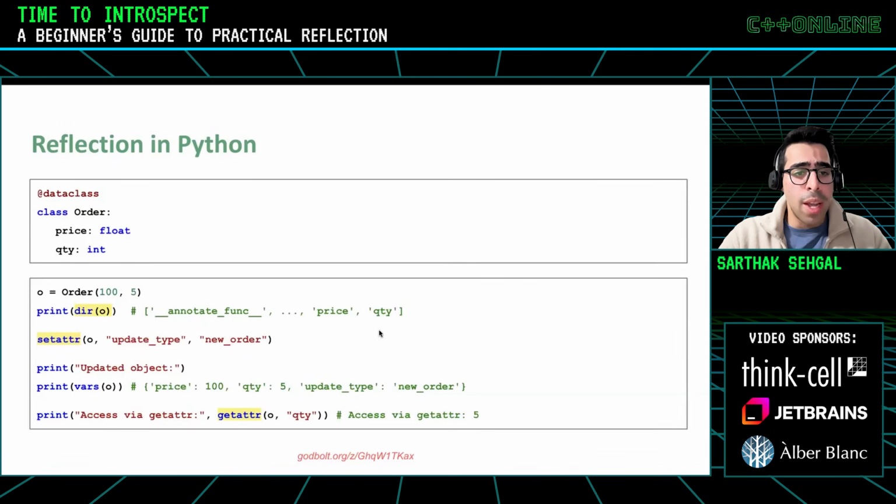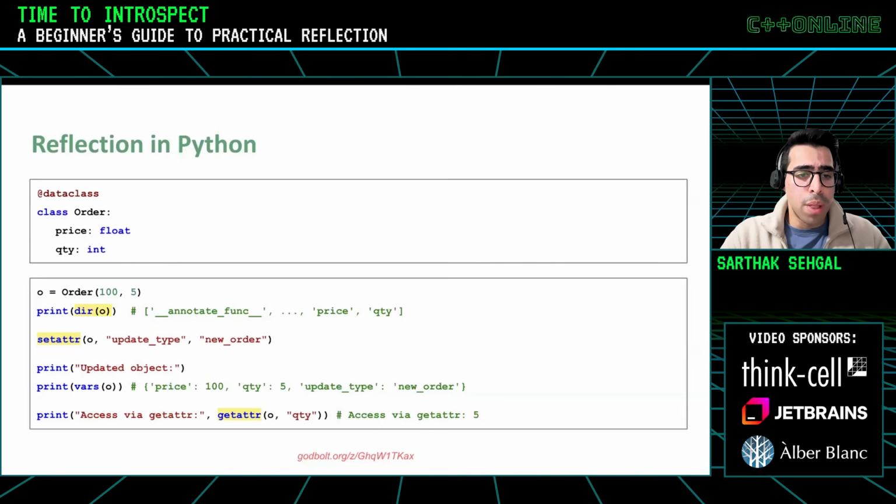We can also use setAttr, which means set attribute. What it's doing is it's setting a new attribute in the class. So I've already got two members, price and quantity. With set attribute, I'm adding another attribute called update type and assigning it to a string, new order. And if I print the updated object, I can print keys and values: price 100, quantity 5, and update type new order. Now, this printing of the updated object is quite interesting and powerful.